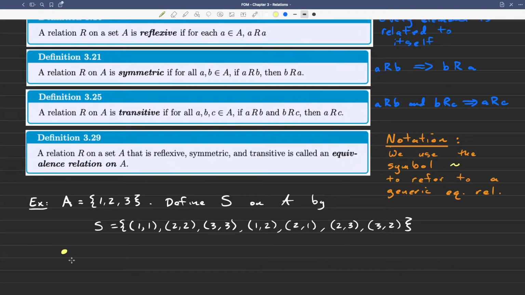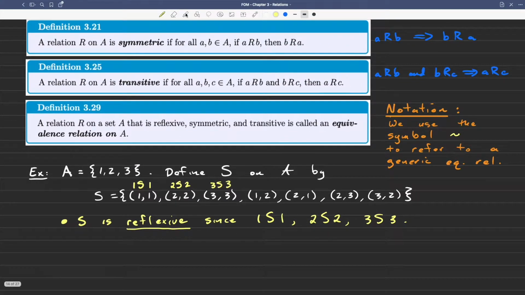Is it the case that every element in A is related to itself in S? So remember, whenever you see (1, 1), that means 1 S 1, right? 1 is related to 1. When you see 2 related to 2 here, you've got 2 S 2. And here you've got 3 S 3. So I can see, yes, it's the case that every element is related to itself. S is reflexive, since 1 is related to 1, 2 is related to 2, and 3 is related to 3.